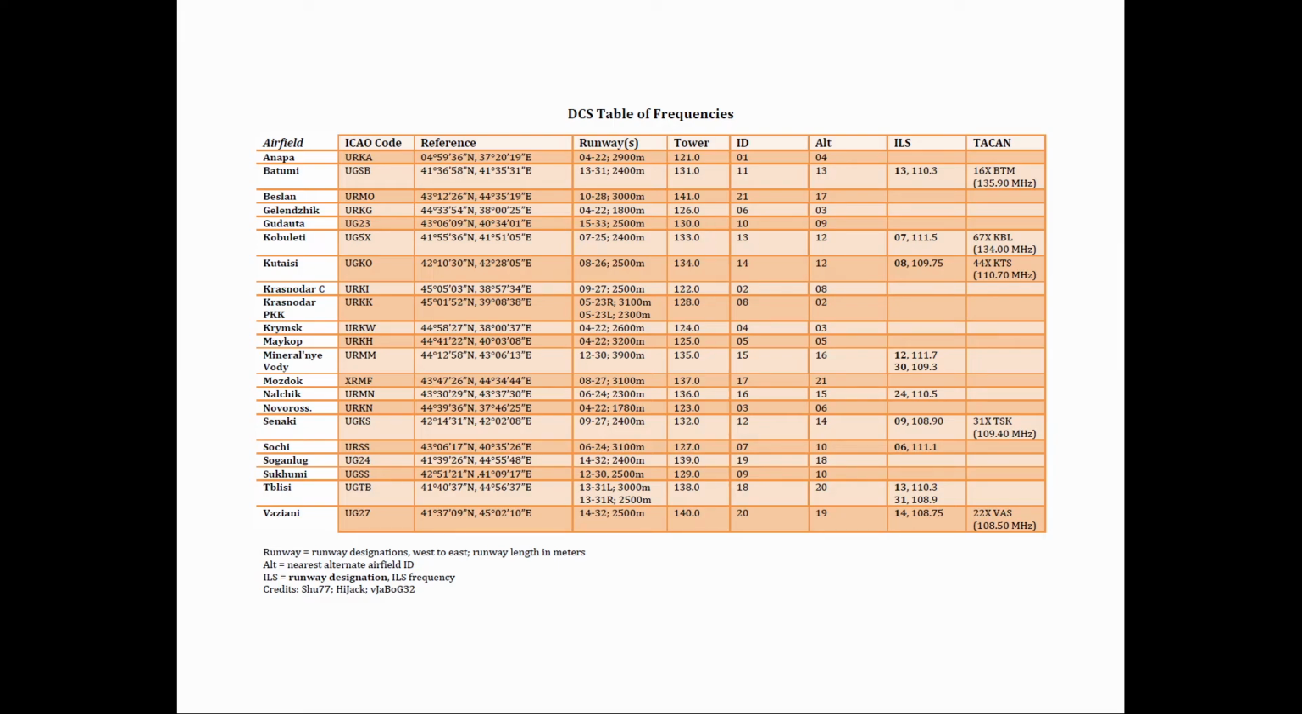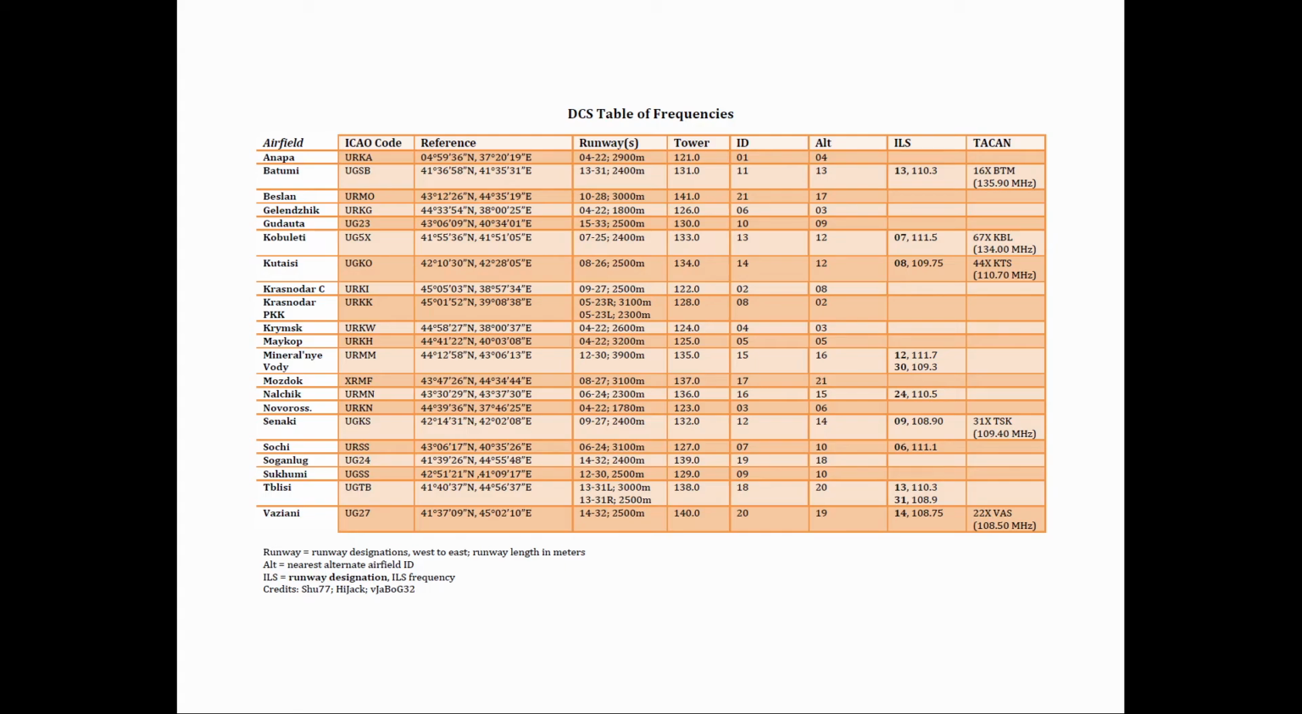If you have a look at this chart, we can see a lot of the ILS and TACAN information with a Caucasus map. You will notice that not all of the airfields have that information. So for today's example, we're going to be looking at Caucasus.